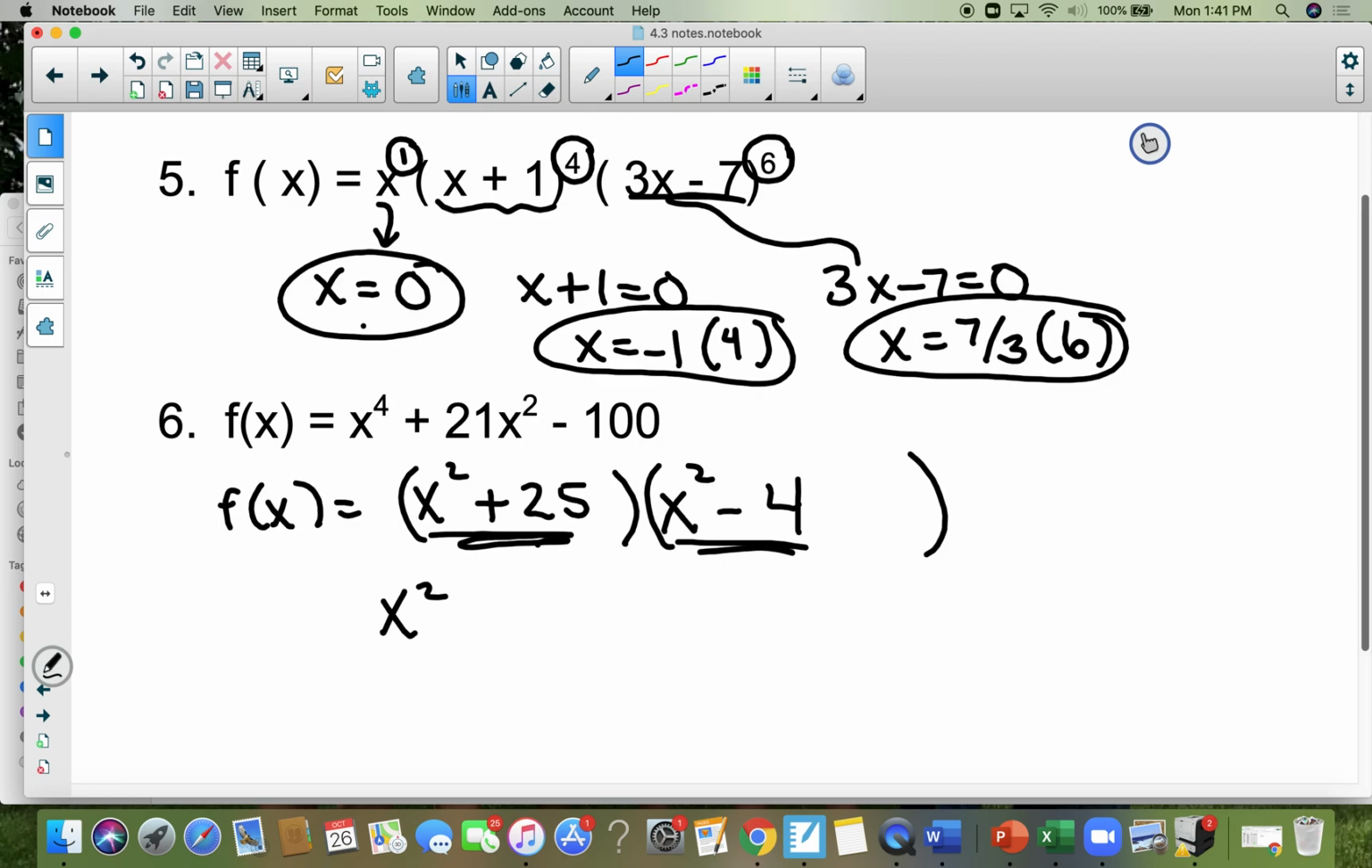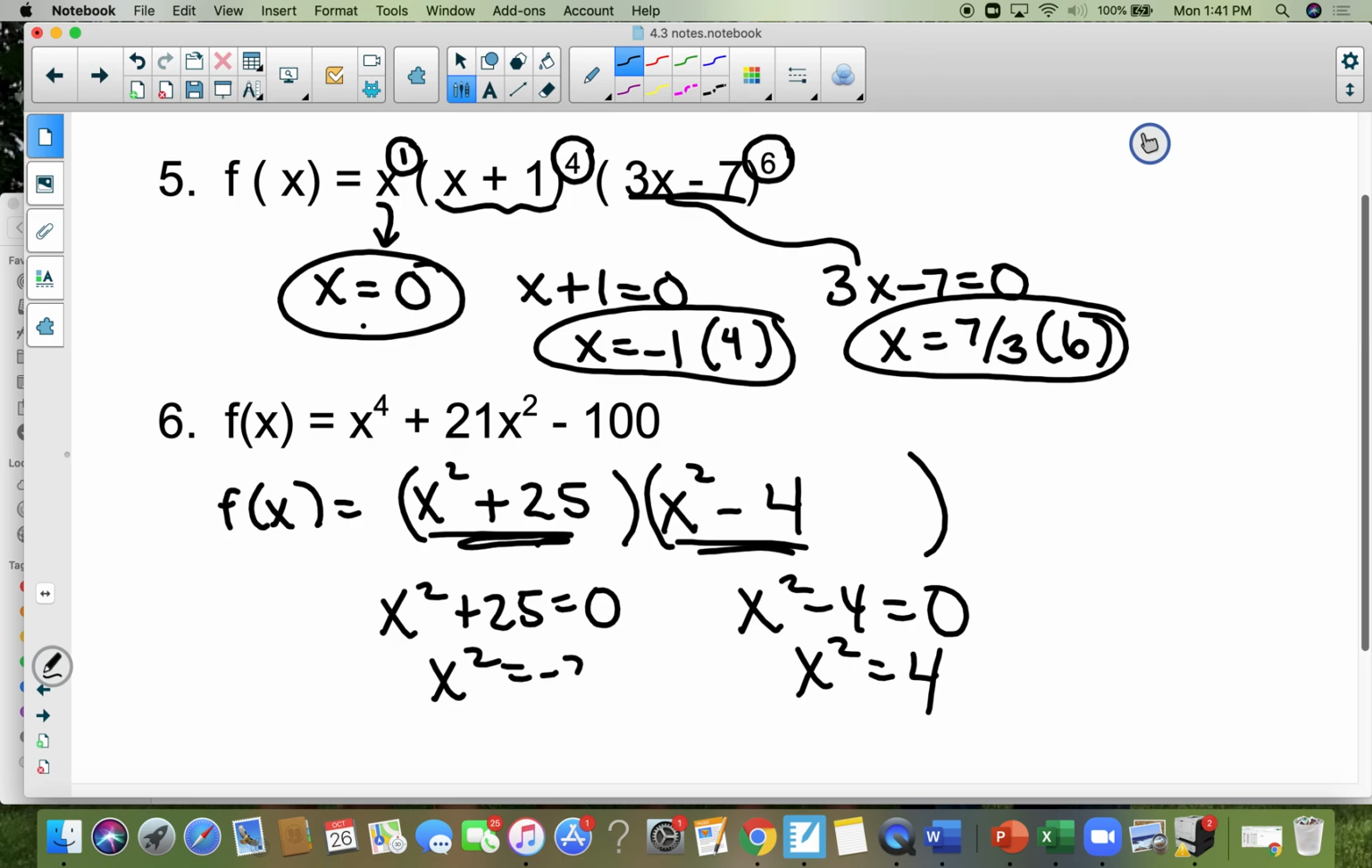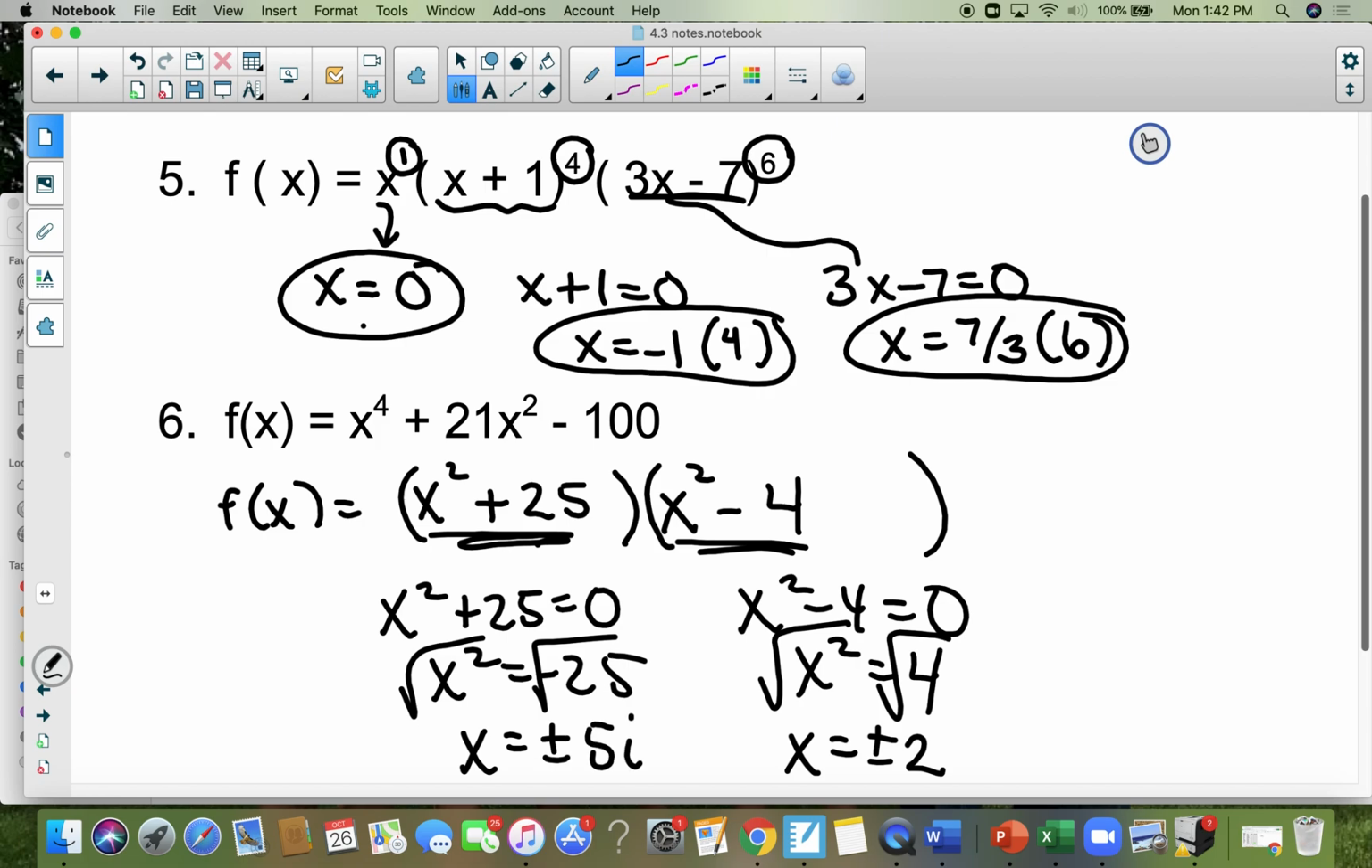X squared plus 25 equals 0. X squared minus 4 equals 0. X squared equals 4. X squared equals a negative 25. Square root, square root, square root, square root. X equals plus or minus 2. X equals plus or minus 5i.